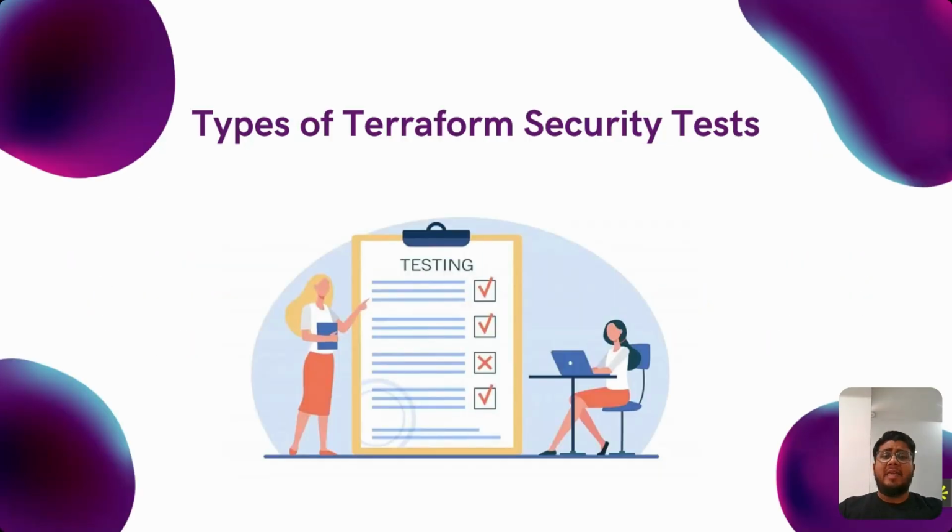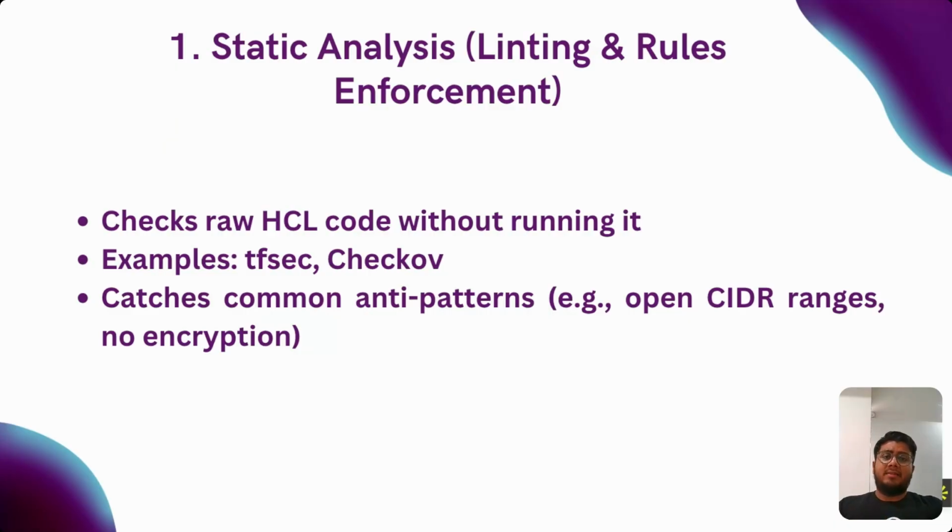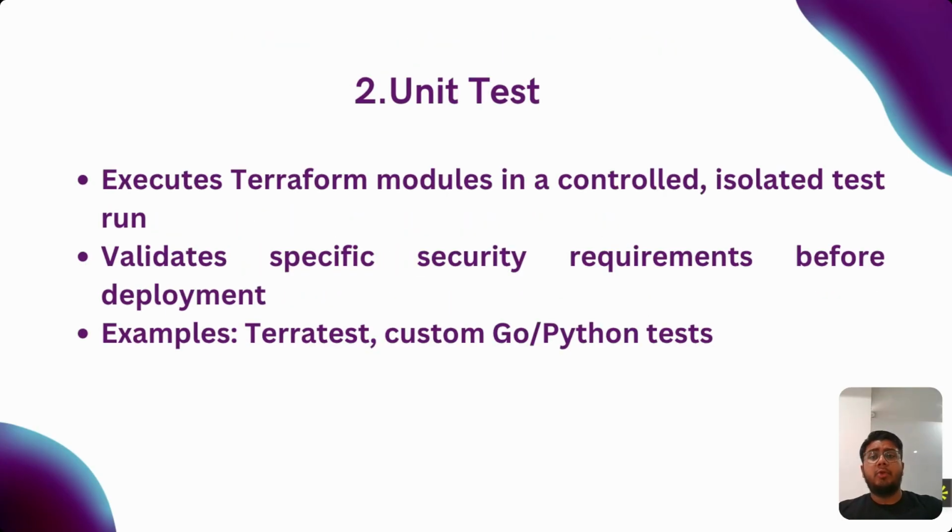Next, what are the types of Terraform security tests? First is static analysis. We consider linting and rule enforcement. For linting we use tflint, tfsec, Checkov, different sorts of tools. They check how patterns match and also the syntax of the files. Next comes unit tests, which is what we will mainly focus on this time. They execute Terraform modules in a controlled manner in isolated environments. There will be a separate testing environment where everything is tested, and it will be destroyed when the test is done.